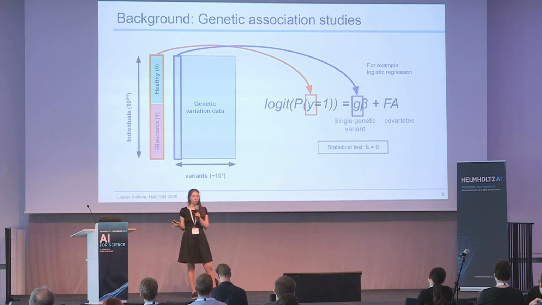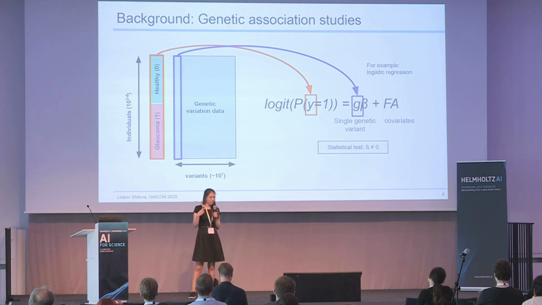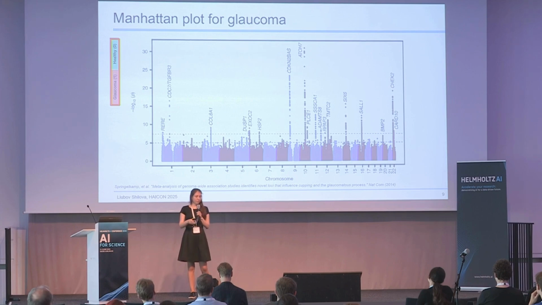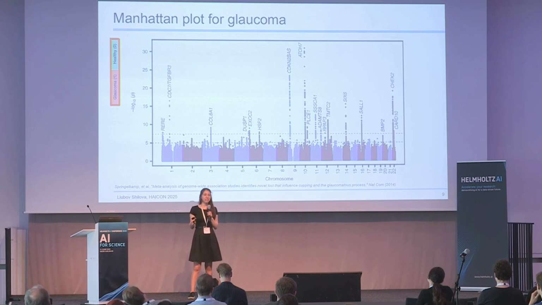One of the popular approaches is logistic regression, where we have outcome as whether the person has the disease, and predictors is genotype at a given variant, corrected for covariates such as sex and age. And then for each variant, we test for beta, the genetic effect, to be statistically different from 0. And the difficulties here, of course, is scale. We do millions of statistical tests for millions of variants.